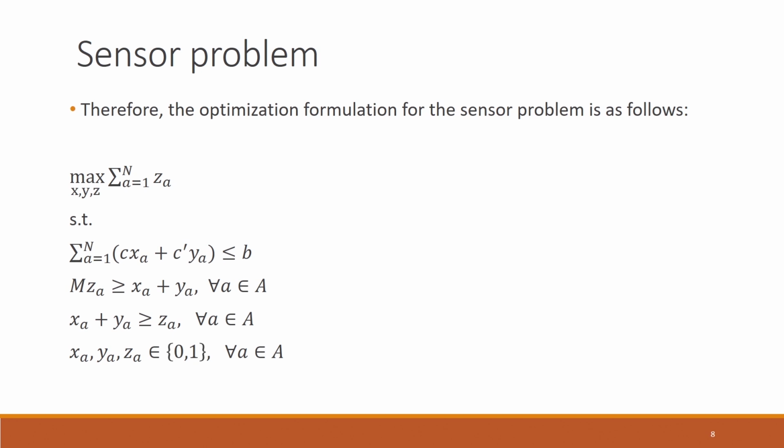So, this is the final formulation for the sensor problem. Here we are maximizing the number of points where at least one kind of sensor is placed. Therefore, we have this summation of Za where a goes from 1 till capital N, and these are the constraints that we have. The first constraint ensures that the budget is satisfied. The next two constraints ensure that the variable Za is defined properly, and the last constraint is just saying that Xa, Ya and Za all are binary variables.